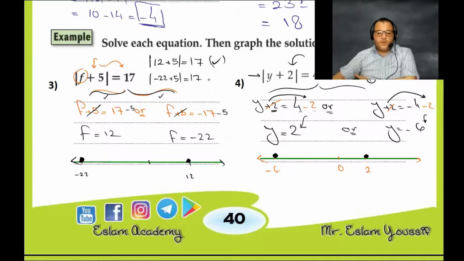Wrong. How wrong? But there's the absolute value. So when you are outside the absolute value, it will be 22 positive plus 5. It will be 27.